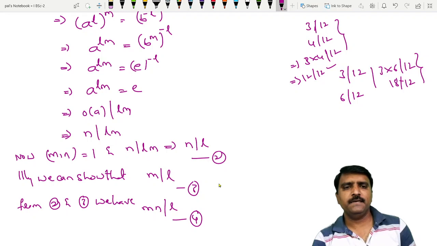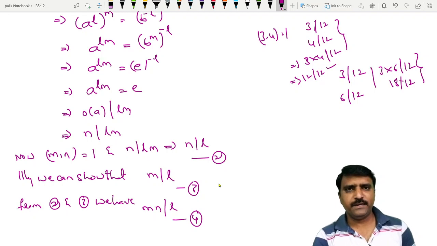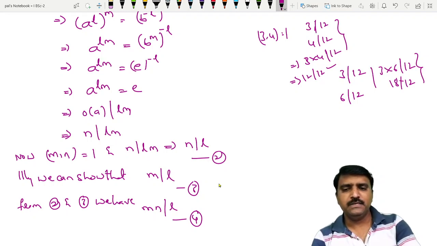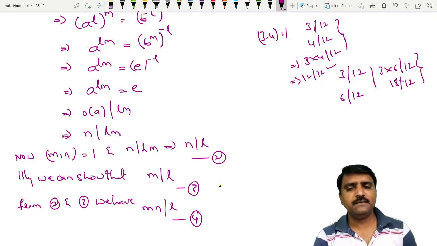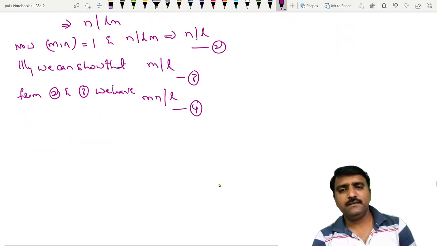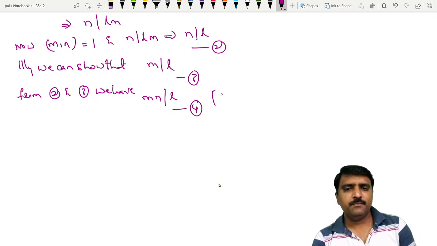We can write this only when these two, 3 and 4, are relatively prime. If GCD of 3 and 4 is 1, we can write like that. Here GCD of 3 and 6 is not 1, it is 3, so we can't write like that. Here m and n are relatively prime, so m divides L and n divides L can be written as mn divides L. In other cases we cannot write like that.